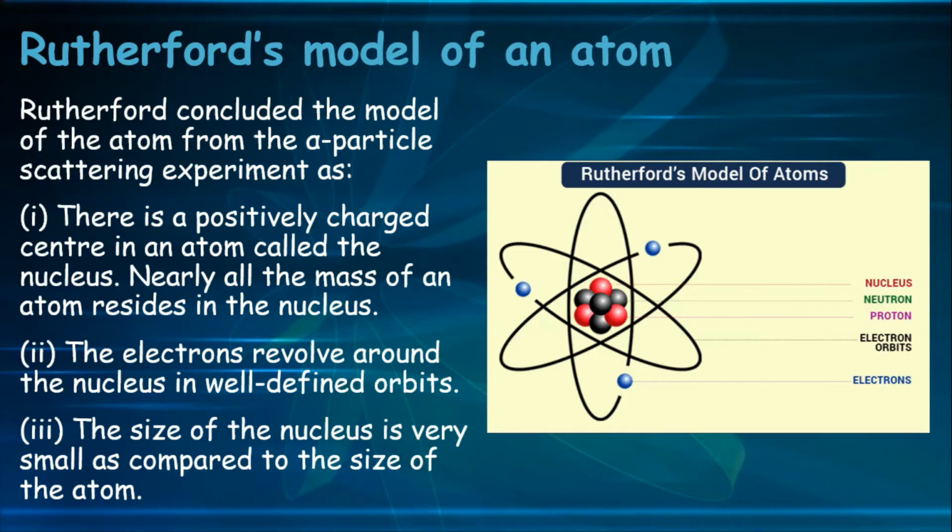The red ones and the black ones together consist of the nucleus. The black ones are the neutrons and the red ones are protons, and the black lines are the electron orbits and the blue balls are electrons.